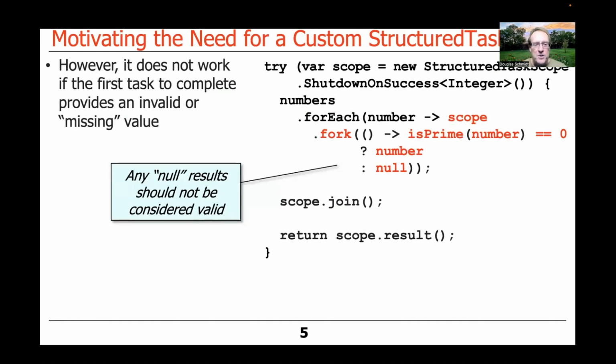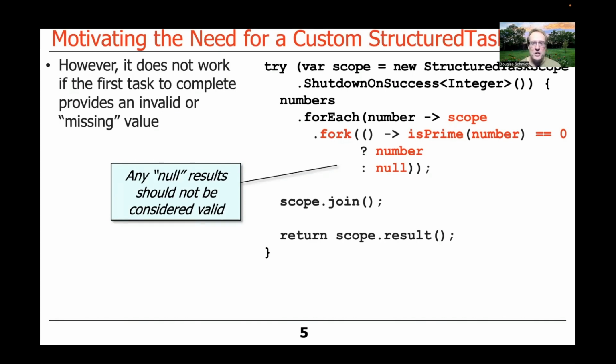However, if the first task to complete provides an invalid or a missing value, then we don't get quite the right results by using shutdown on success in a sort of naive way. So you take a look at this example. This example is something we're going to walk through here shortly. And if we try to do this with shutdown on success, what will happen is we're going to fork off virtual threads to check to see whether a list of numbers are prime. And what we want to do is finish when the first prime number is found. If no prime numbers are found, we're going to finish, but we'll get back a null result or something like that. But we want to stop this loop when the first prime number is found.